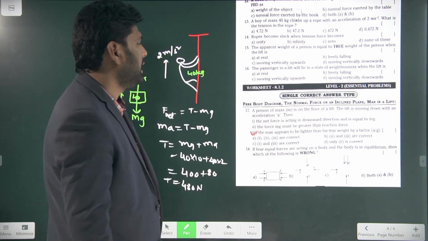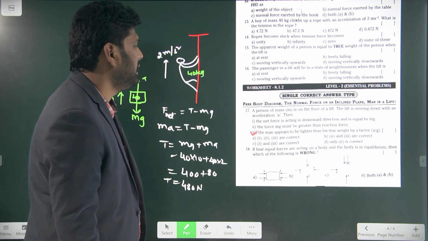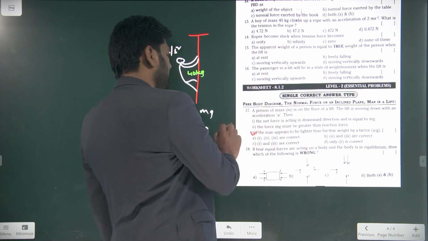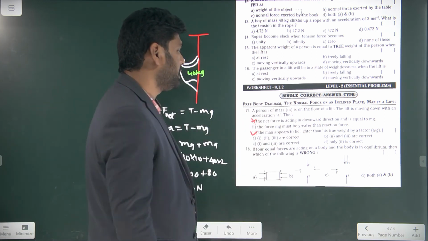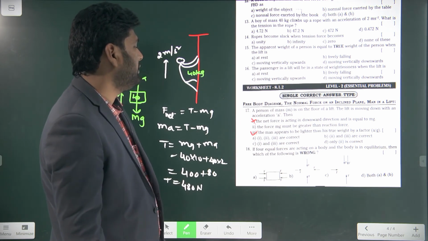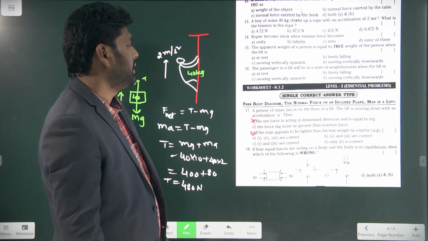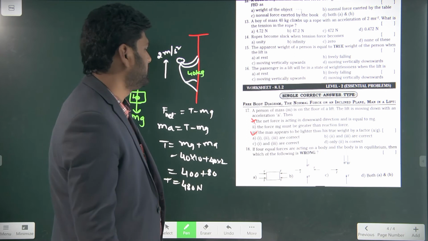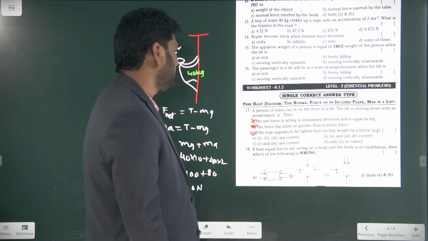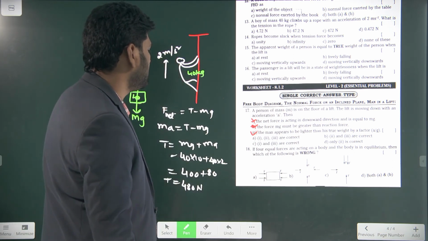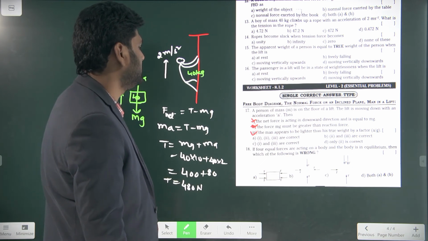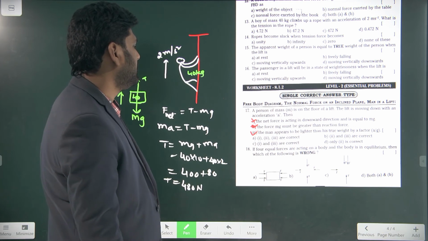The net force acting in the downward direction is equal to 0 when the lift is moving upward or downward. So this option won't come. The first option won't come. The force mg must be greater than the reaction force. This is also wrong. Only which one is correct? See, only the third option is correct.